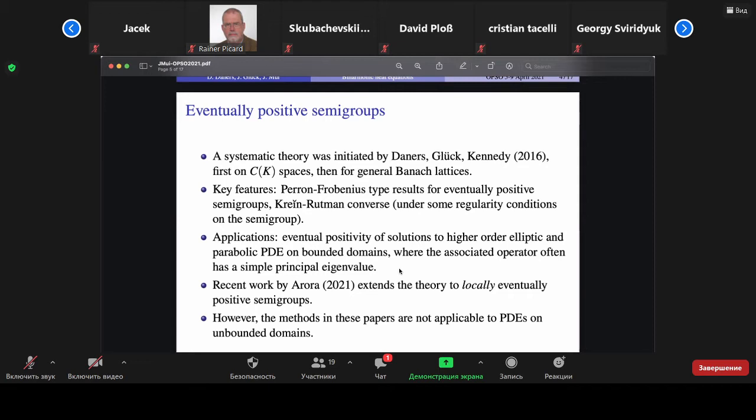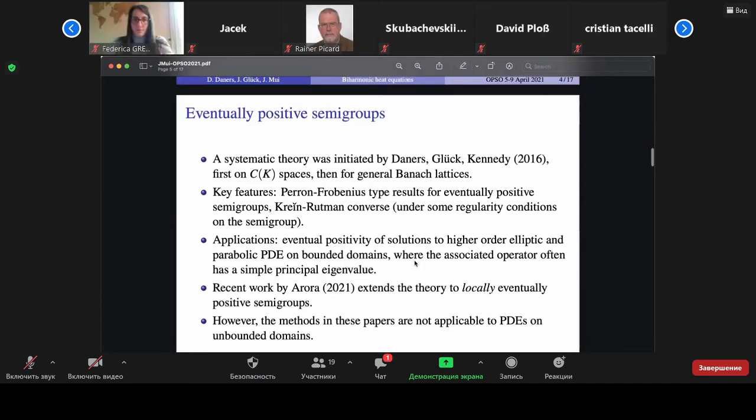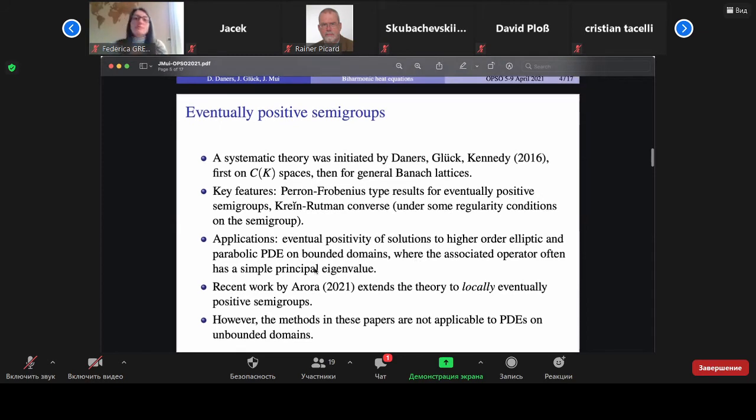And even more recently, we have some work by Sahiba Arora, who has extended the theory to locally eventually positive semigroups, but also with this spectral condition is quite crucial. So, of course, I won't spend more time on this topic because I'm sure we would like to hear from Sahiba and Jochen directly later in the conference. But suffices to say that with unbounded domains, we need some different techniques. So that's the main focus of my talk today.